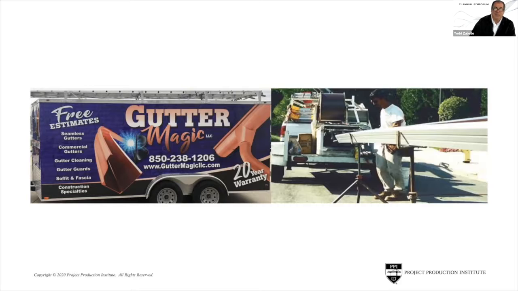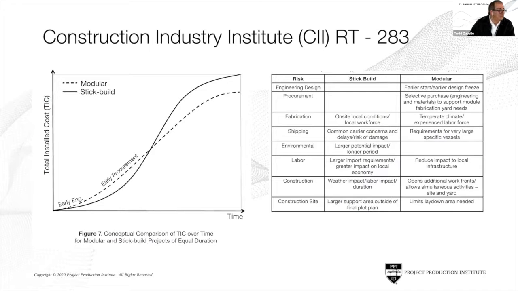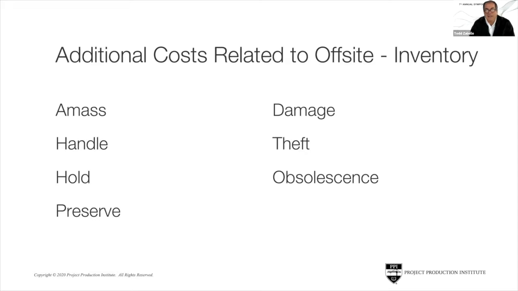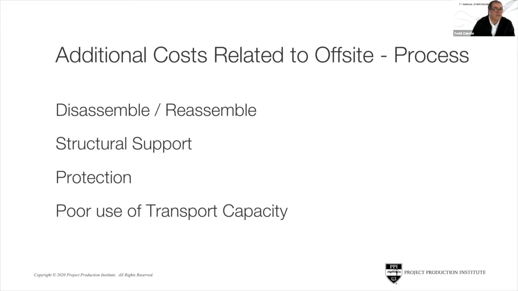So I think there's something there, thinking through, if we go back, what the gutter king's doing and what this might all mean when we come back to this idea of modularization. All right. So clearly there's the opportunity of concurrency of work. You could be building things or making things while you're preparing the site. Okay. But you've got to take into account that there's a cost to doing that. There's a cost of inventory, which is you have to amass, handle, hold, preserve, and deal with damage, theft, meaning people are taking parts, not necessarily burglary, and then the threat of obsolescence. You also have to think about additional costs related to disassembly, reassembly, structural support, protection, and then the poor use of transport capacity. You're giving something up.